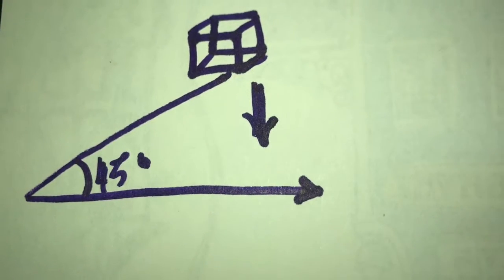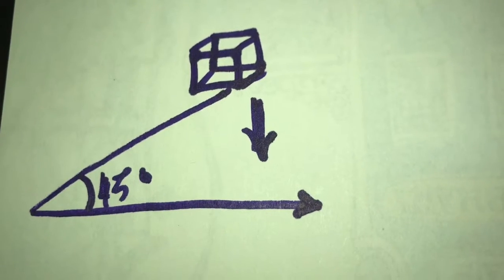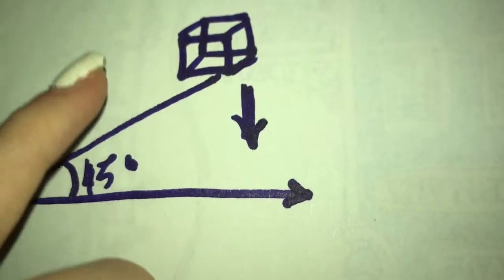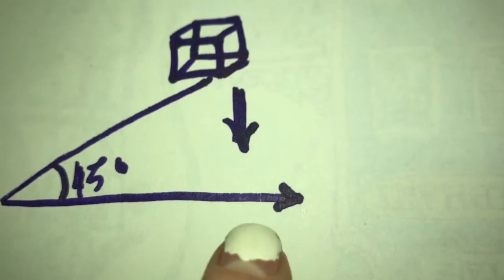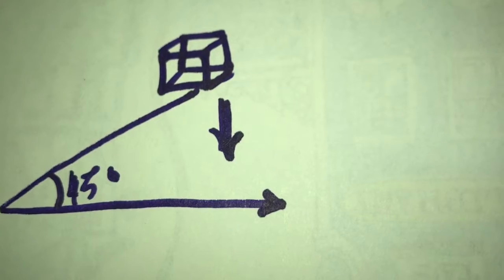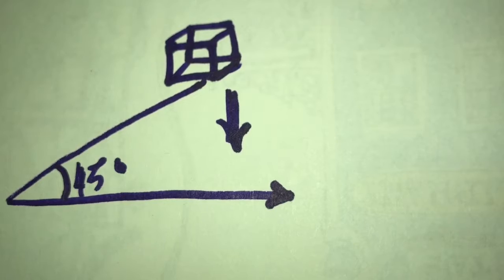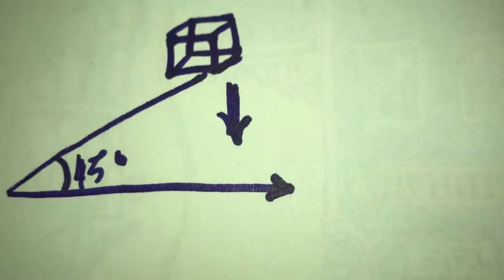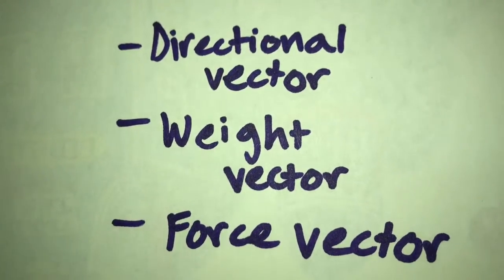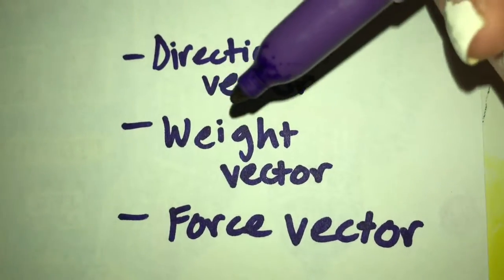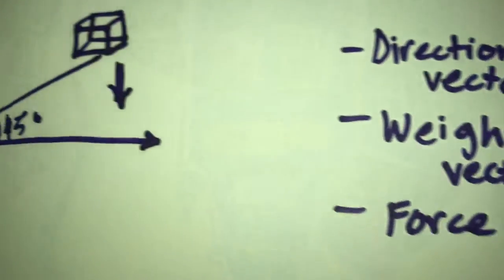A real-world example of when you would need to use the dot product would be if you had an object at the top of a hill with an angle from the ground. Of course, you have gravity pulling it down, and you are asked how much force it would require to keep the object at the top of the hill without it sliding down. So first, you would need to find the directional vector, and then you would find the weight vector, and then you would find the force vector, all using the dot product.